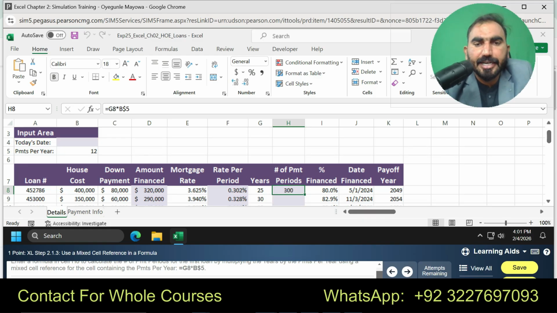In cell H8, copy the function by using the fill handle in remaining cells. I have completed this one.